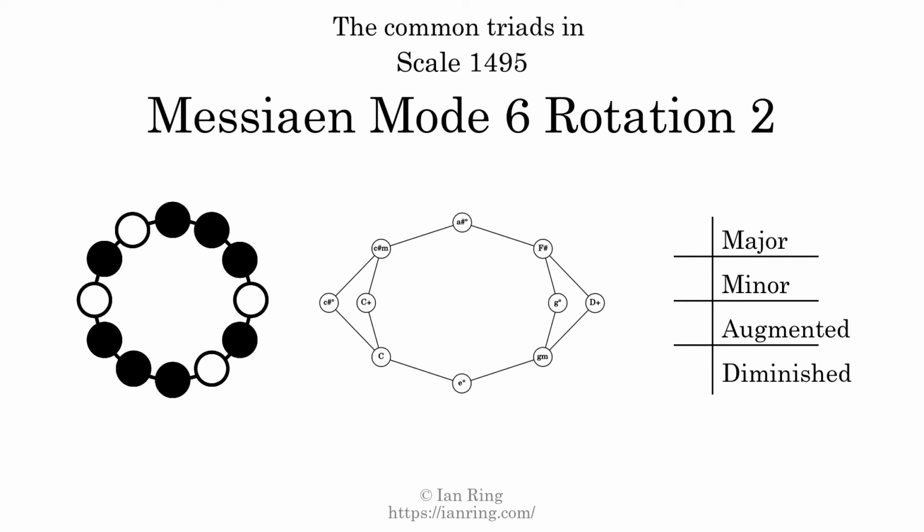The diagram in the center is a graph of parsimonious voice leading between triads. There are 2 major triads. There are 2 minor triads. There are 2 augmented triads. There are 4 diminished triads. There is no Hamiltonian path through the graph that uses all the triads.